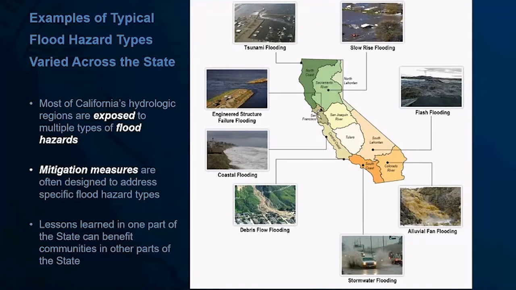Obviously, the types of flood hazards that we experience the most, we're going to bias most of our mitigation measures for. However, lessons learned in one part of the state can benefit communities in other parts of the state. This is particularly important in the face of climate change and growing exposure from population growth out there, that hazards that we're not used to seeing may in the future become more and more common.